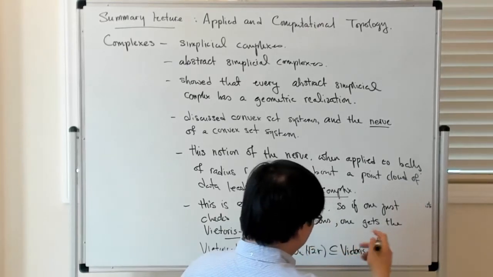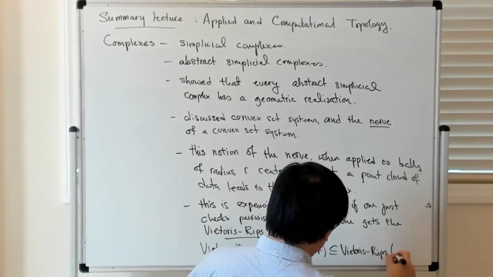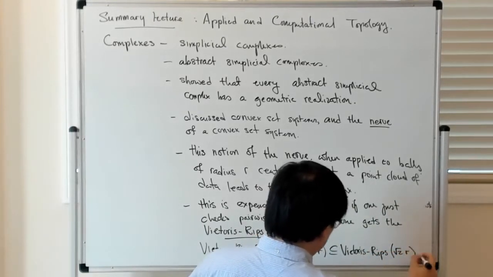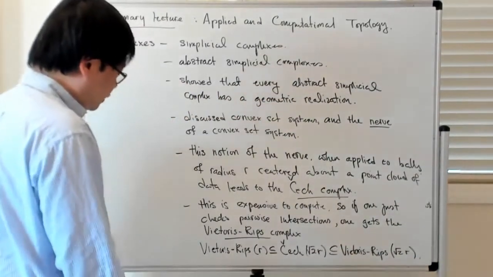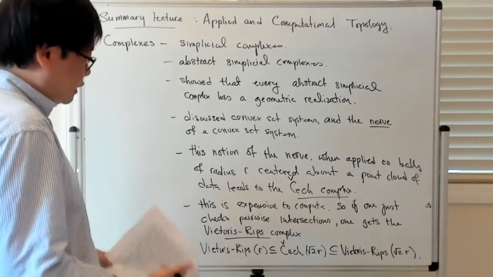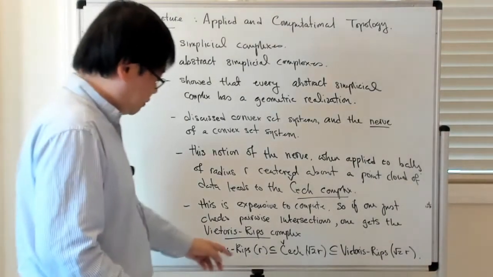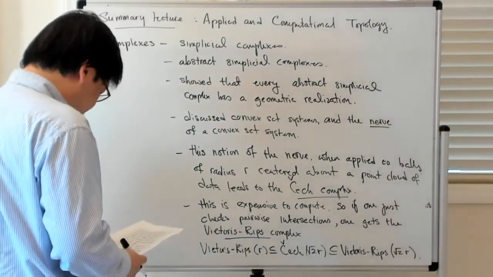Well, not strictly weaker, because if you're in low dimensions, it's the same. But it is weaker. So there's this nice nesting between the Vietoris-Rips complexes and the Čech complexes. So in a sense, you don't really lose much by working with the easier to compute Vietoris-Rips complex instead.